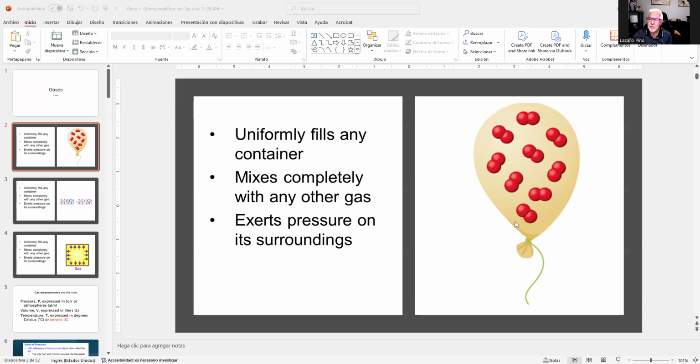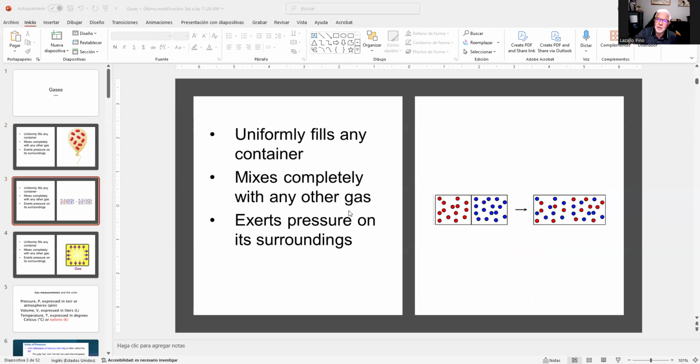Well, here you have a balloon, and as you can see, the molecules in the balloon are trying to get all the volume of the balloon. Then we can say that the gas's molecules uniformly fill any container.